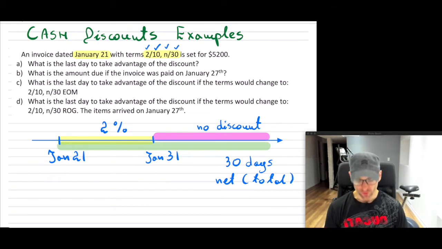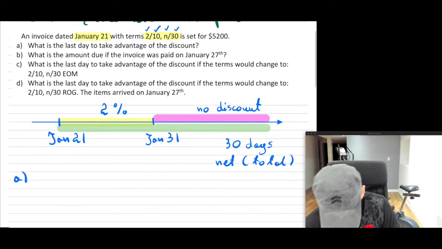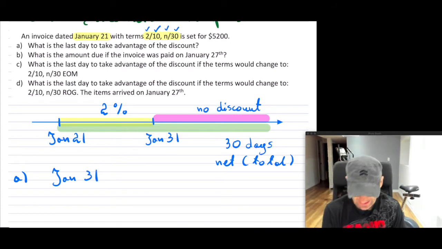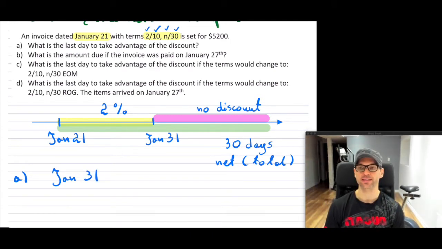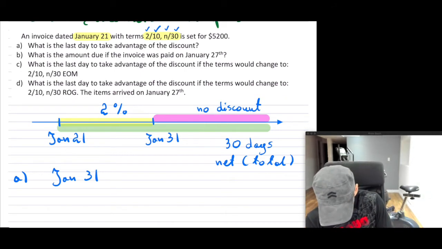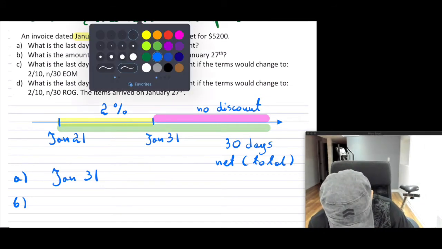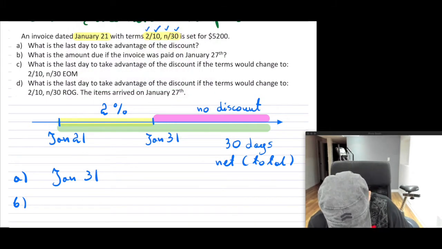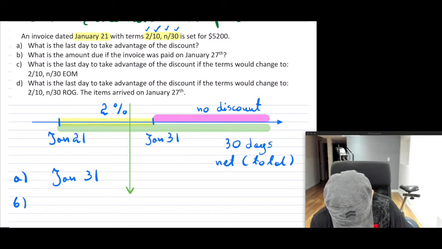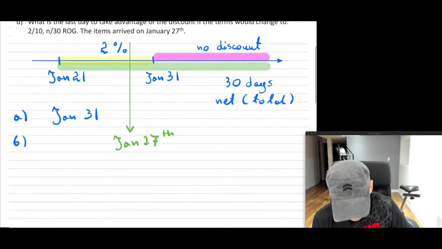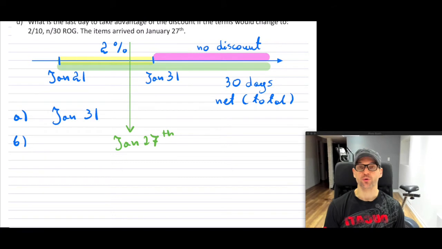All right. So for part A, what is the last day? Well, January 31st is the last day to take advantage of the 2% discount. For part B, what is the amount due if the invoice was paid on January 27th? January 27th clearly falls somewhere here, right? That's where it would have fallen. Okay, so let's say somewhere here would have been January 27th. That is within your 2% discount.